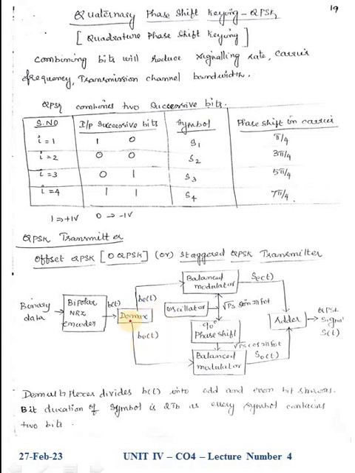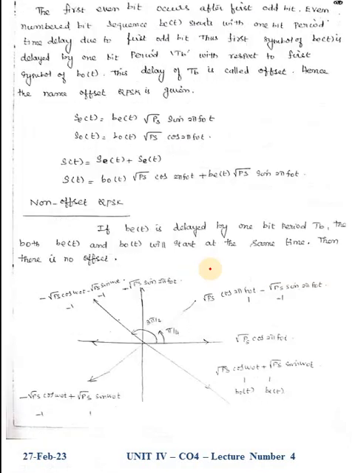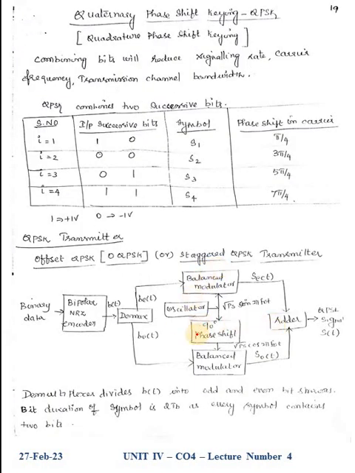The demultiplexer is used to divide or separate even and odd bit streams. The bit duration of a symbol is 2Tb, as each symbol contains 2 bits. The operation of the balanced modulator is that the high frequency carrier is multiplied with either the even bit stream or the odd bit stream.